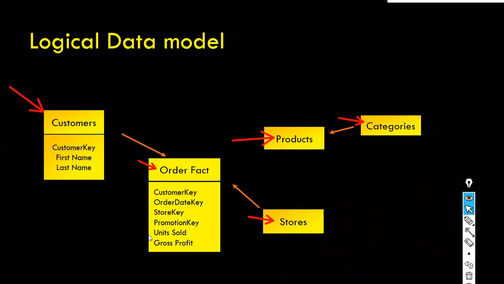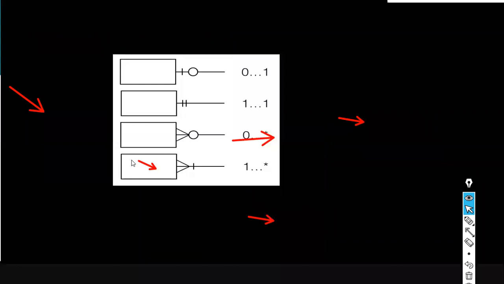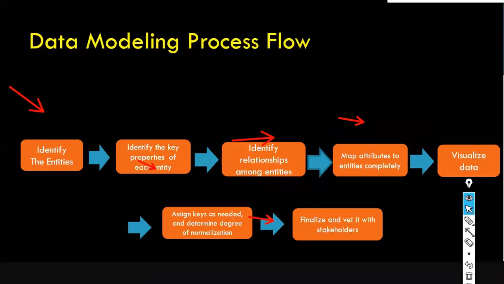Properties or attributes or columns of each entity. And then we identify the relationship. That third step is relationship. And the fourth one is to map attributes to entities completely, and then visualize the data in the report builder or report canvas. And then assign keys as needed, determine degrees of normalization, and finalize and vet it with stakeholders. So these are the steps that we do.